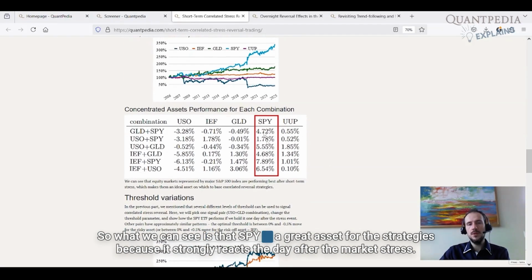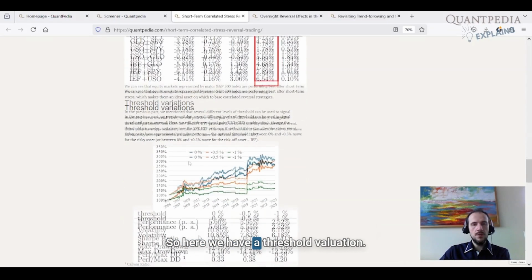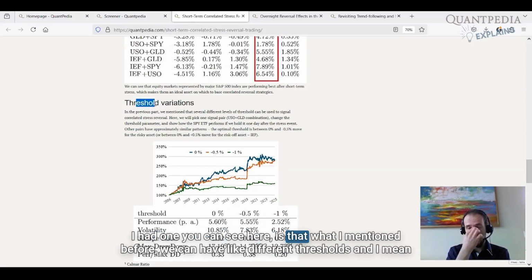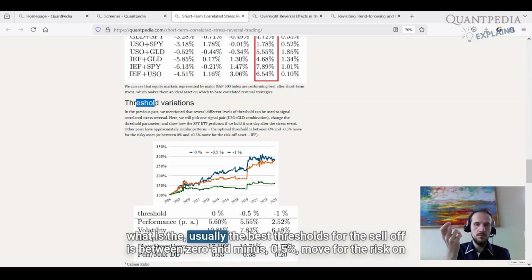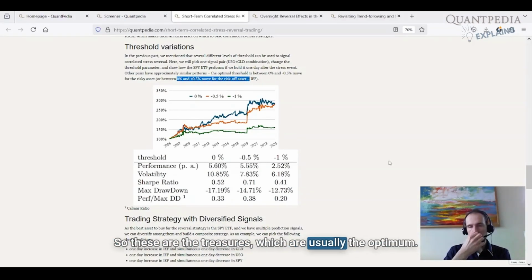So what we can see is that SPY is a great asset for reversal strategies because it strongly reacts the day after market stress. The only thing we need to do is build the proper signals for when to buy the SPY. So here we have a threshold variation. We also ran a robustness analysis, and what you can see here is that we can have different thresholds, and the best thresholds for the sell-off are usually between 0 and -0.5% move for the risk-on asset, or between 0 and 0.5% move for the risk-off asset.